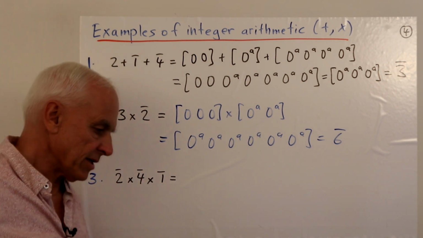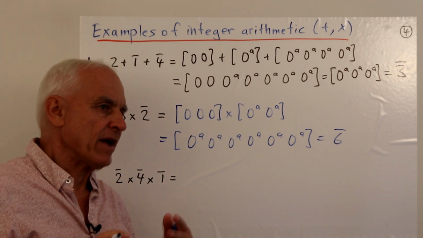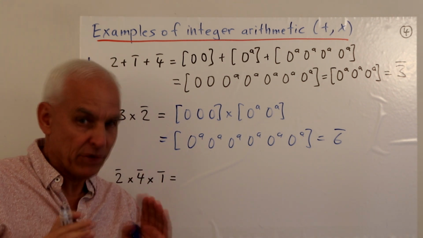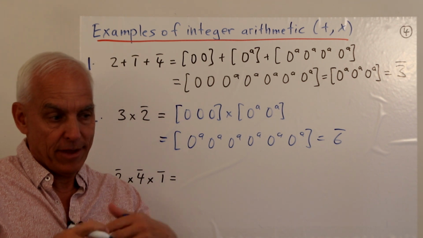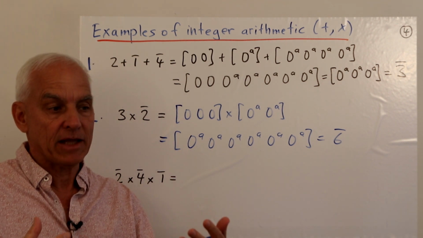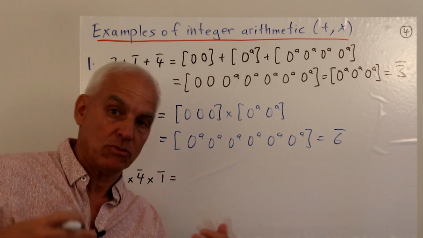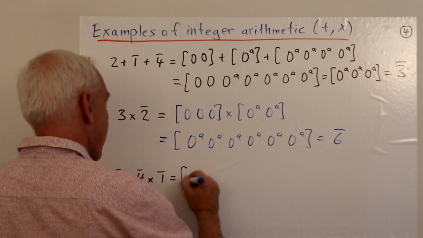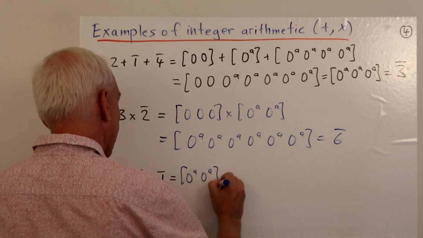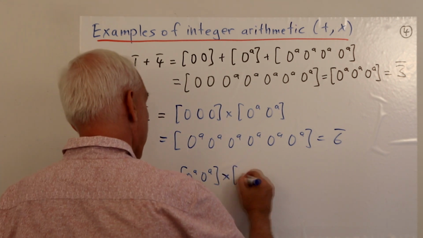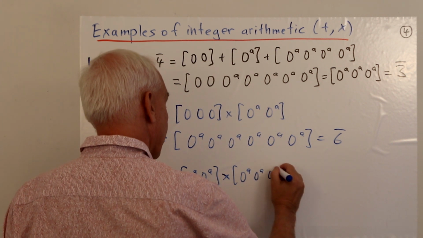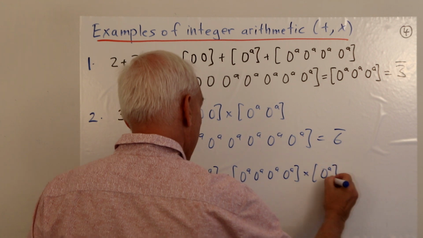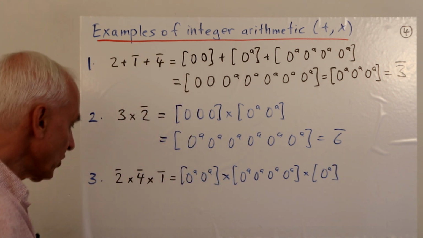Okay, let's illustrate the fact that multiplication and in fact addition also are not essentially binary operations in this world. They're in principle things that can input a whole bunch of things at the same time. So let's multiply 2 bar times 4 bar times 1 bar. So that's anti-0, anti-0. There's 2 bar multiplied by anti-0, anti-0, anti-0, anti-0. There's 4 bar multiplied by just anti-0. That's 1 bar.